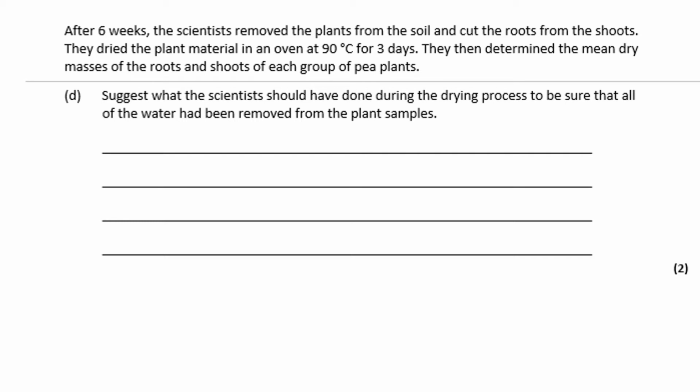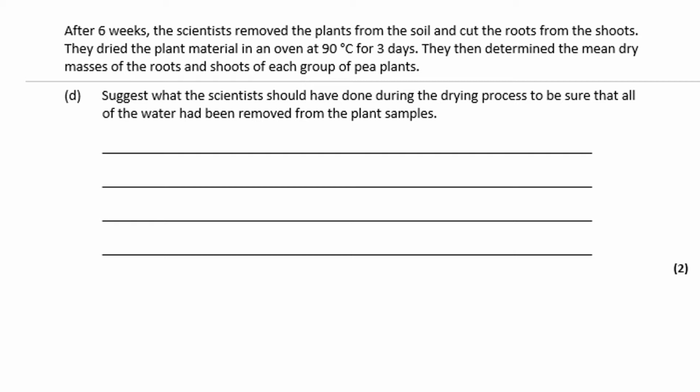Okay, part D for this question, again, a very common question that you will see. The scientist, it tells you, after 6 weeks of growth, removed the plants from the soil, cut the roots from the shoots, then dried out the plant material at 90 degrees for 3 days to determine the mean dry mass of the roots and the shoots. So it asks you to suggest what the scientist should have done in order to ensure that the drying process actually removed all the water from the plant samples.